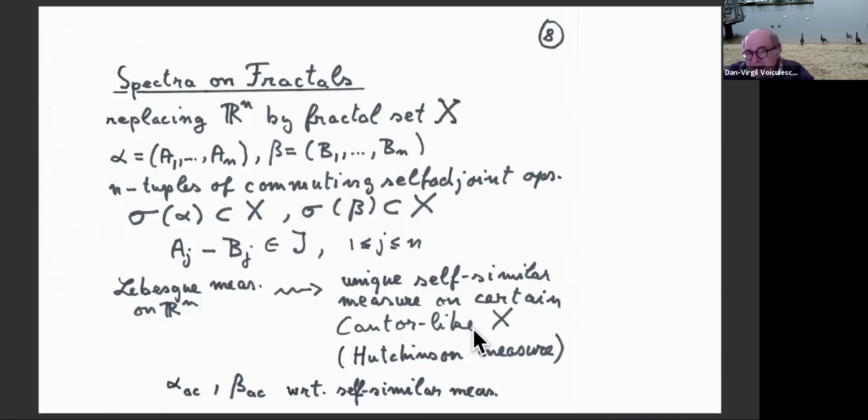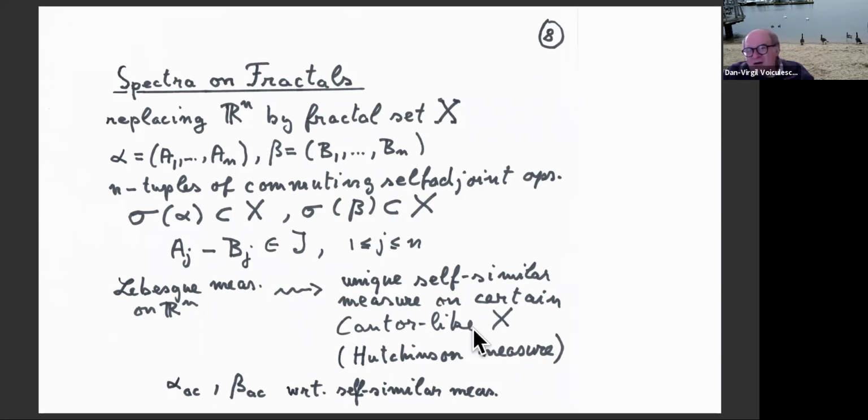And where there is no Lebesgue absolutely continuous part, there is a Hutchinson measure absolutely continuous part. These are self-similar sets, defined by self-similarities of the simplest type. It is simply multiplication by a constant between 0 and 1, and a shift. Those are the self-similarities I consider. And besides, I arrange that the set should be Cantor-like, totally disconnected.